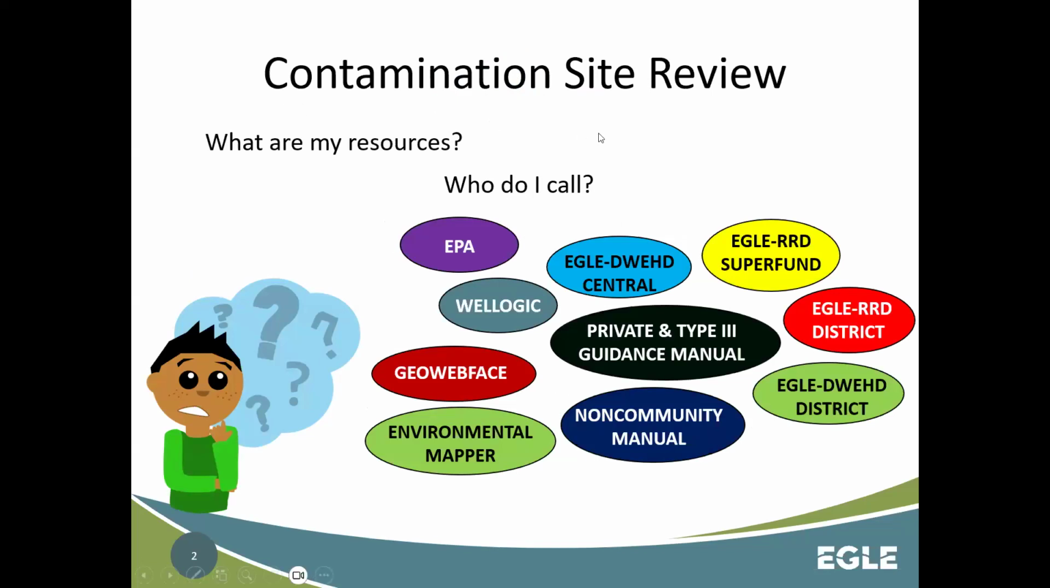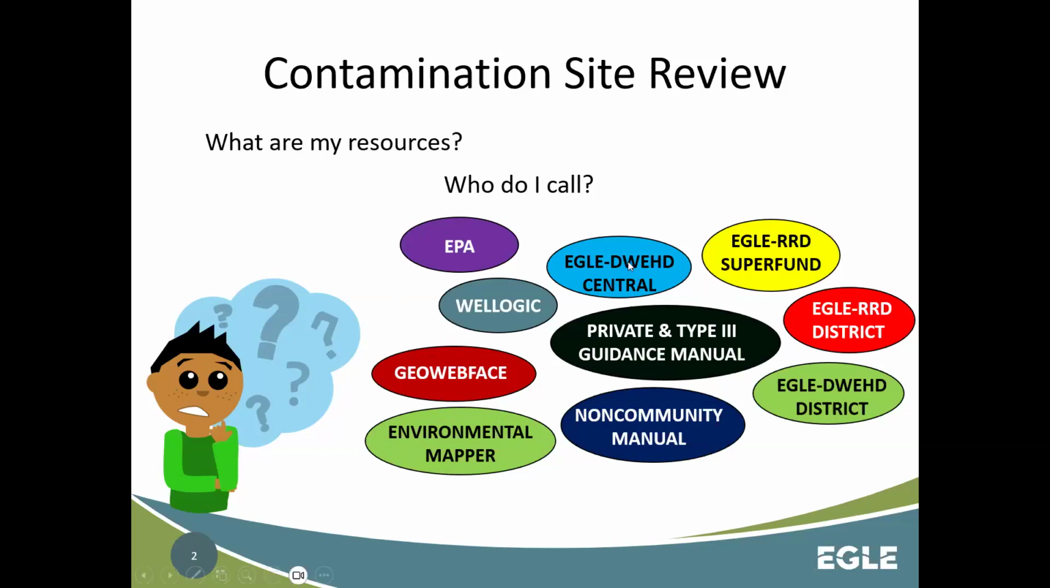So you have a bunch of resources here. Anita talked about it a little bit today, Wellogic and the importance of well locations. We have GeoWebFace, which kind of combines Wellogic with Environmental Mapper. And I hope most of you know what Environmental Mapper is. That's what my go-to is. If you get a well permit in, you can just put your address right onto Environmental Mapper, and then it'll show you all the little types of contamination that might be in the area.